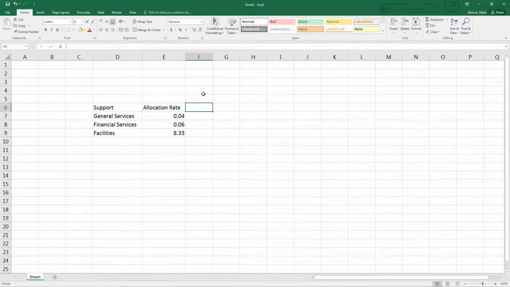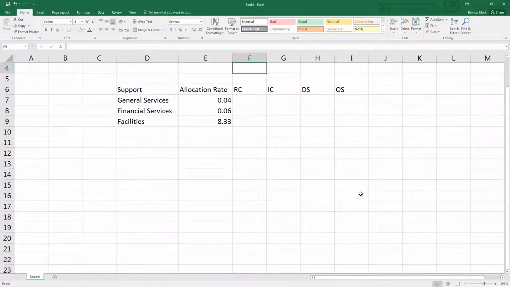Let's get all the departments. So we've got routine care, I'll just call it RC, intensive care, diagnostic services, and other services, OS. All right, we can make this a little bigger for you. Hopefully that's good.